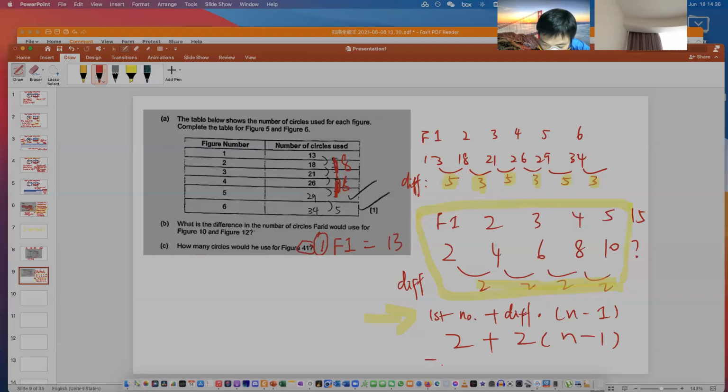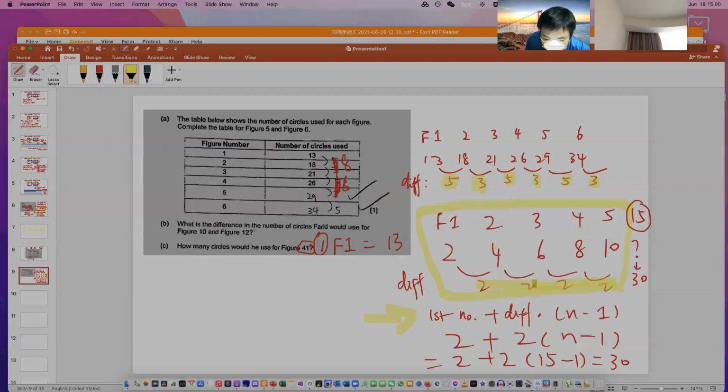So what you need to do is key in n equals 15. And then the answer should be 2 times 14, which is 28, plus 2, so it's 30. So the question mark here should be 30. This is the type of question we are familiar with. They have the same difference.